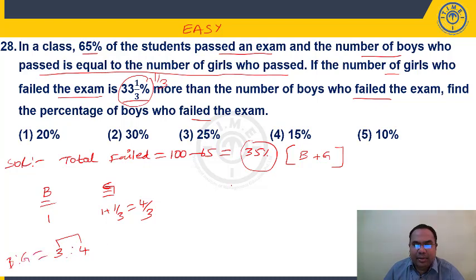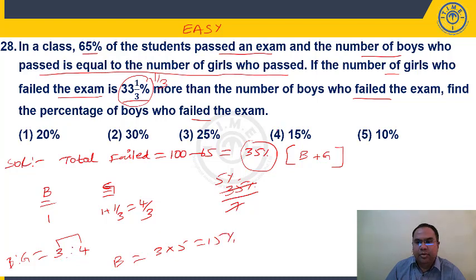So 7 parts, 35%. 35 by 7, each part is 5%. Now, percentage of the boys who failed. Boys percentage is 3 parts, 3 into 5, 15% failed. 4th option. Direct. Easy. That's what I'm saying. It is an easy question, right? That should be the approach to solve.